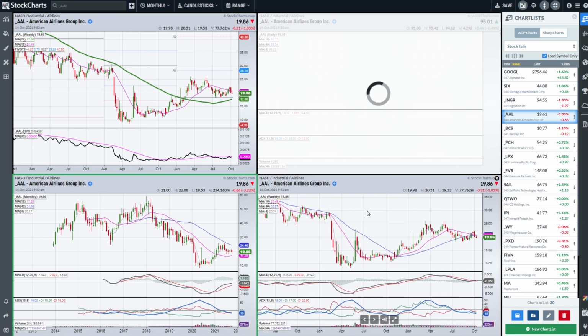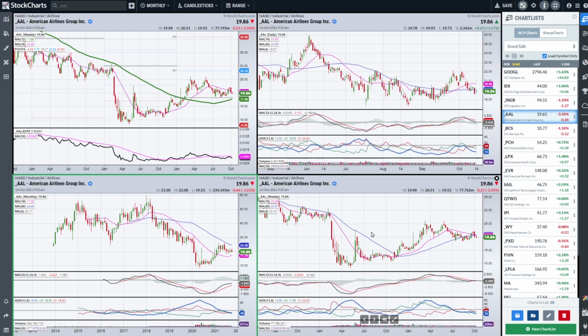American Airlines, I did want to follow up on this. I believe I spoke on this. Actually, I spoke on it in a couple other shows. But what I wanted to show is we've got this declining 18-month line here that is now turning to the upside. And we're showing signs of a turnaround on the bigger picture.